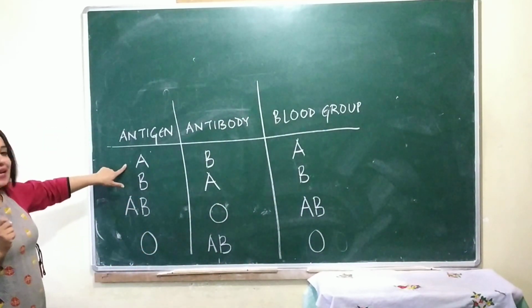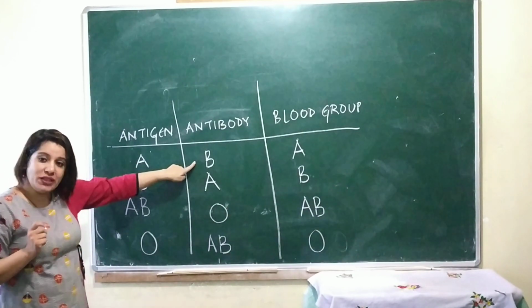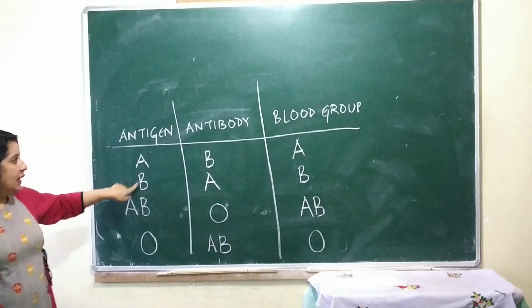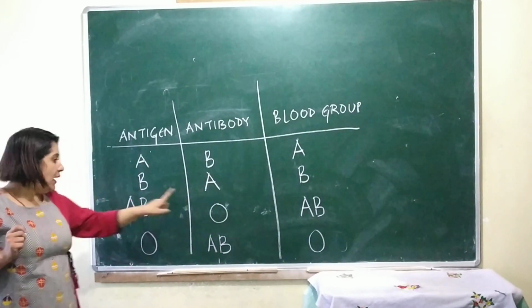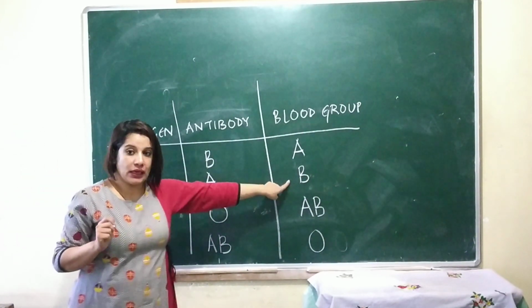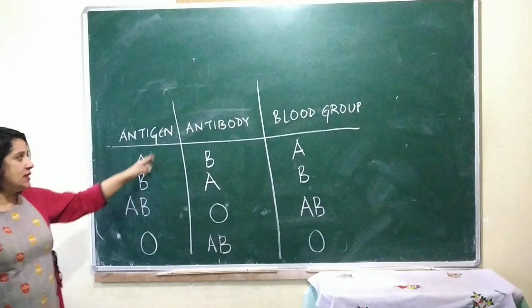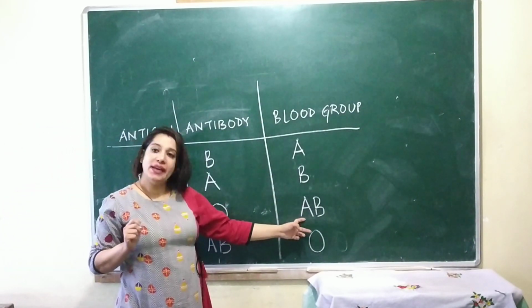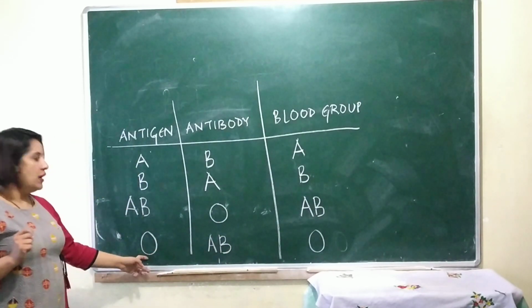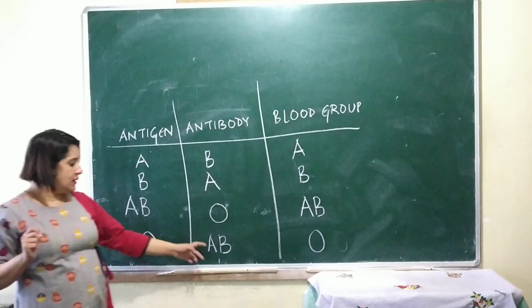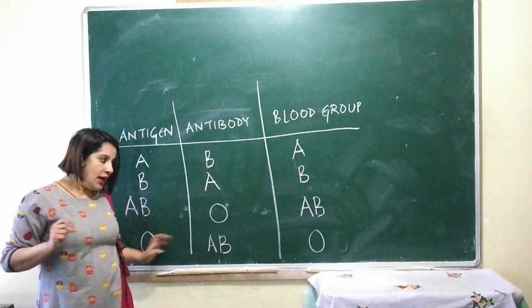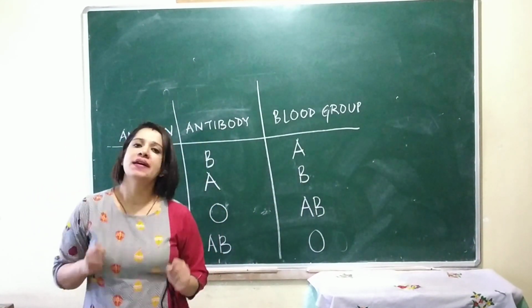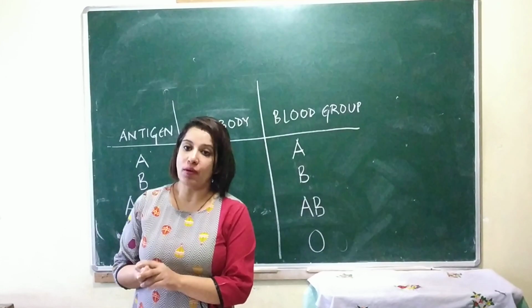Okay? So if antigen A, antibody always B, your blood group will be A. B, antibody A, blood group will be B. If both are present, antibody will be none, blood group will be AB. If no antigen is present, antibody is A and B and your blood group is O. Now where does the positive and negative come from?